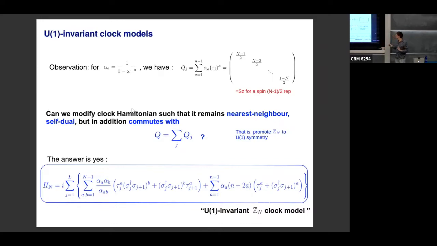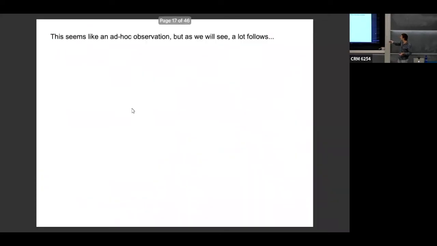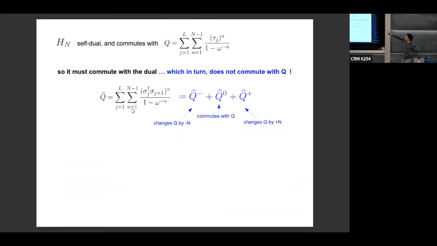Okay, so I presented something which might seem a bit strange and ad hoc, but now you see that a lot follows from there, and a connection with the six-vertex model will become clear shortly. So let me recap what we have. We have a set of Hamiltonians, Hn, which are self-dual and commute with Q. So the commutator of Hn with Q equals 0. And this equality only follows from the algebra satisfied by the sigma and tau matrices. So if you take the dual of this, then the equality should still follow. Hn is self-dual, so it doesn't change, but Q is changed. And Q becomes its dual, Q hat, for which a simple expression follows.